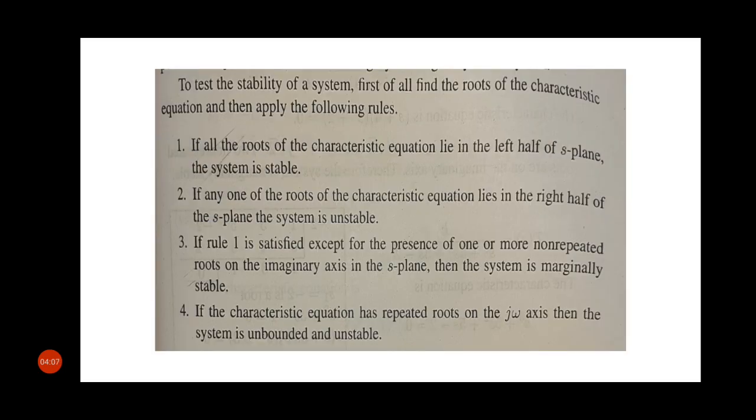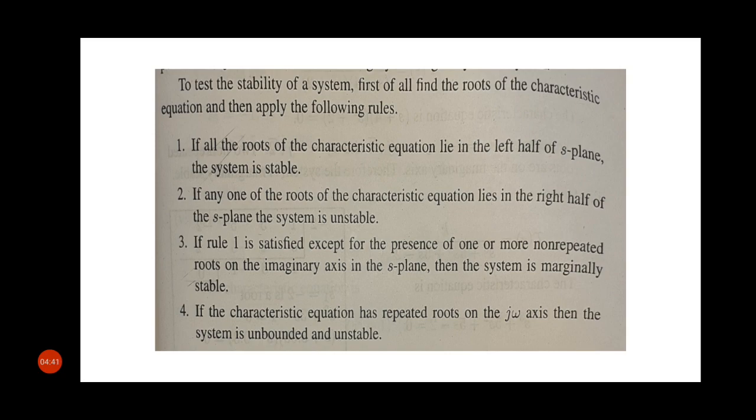So, to test the stability of a system, first of all, find the roots of the characteristic equation and then apply the following rules. First, check if all the roots of the characteristic equation lie in the left half of S-plane, then the system is stable. Second, if any one of the roots of the characteristic equation lies in the right half of the S-plane, then the system is unstable.